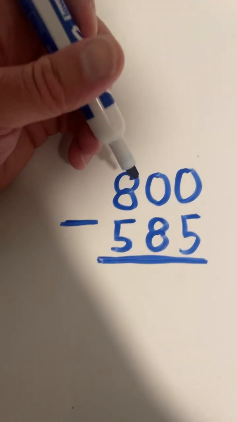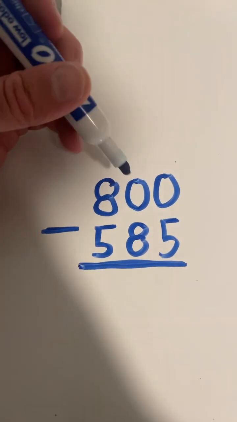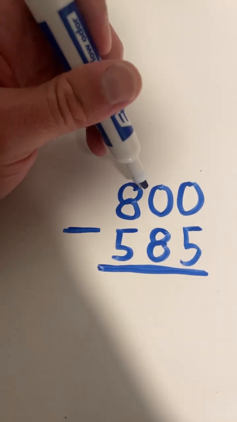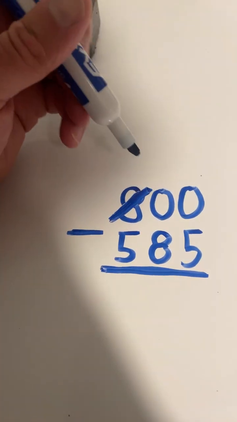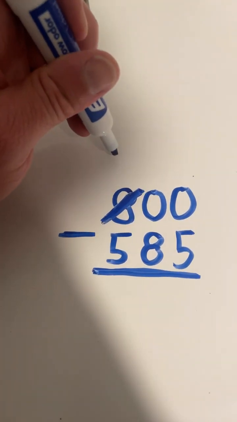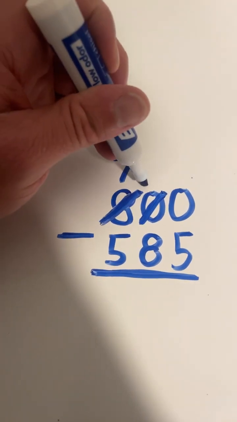So before I do any subtraction, I am going to regroup. I'm going to start off by taking a 10 from the hundreds place and adding it into the tens place. So the 8 in the hundreds place is going to become a 7. The 0 is going to become a 10.